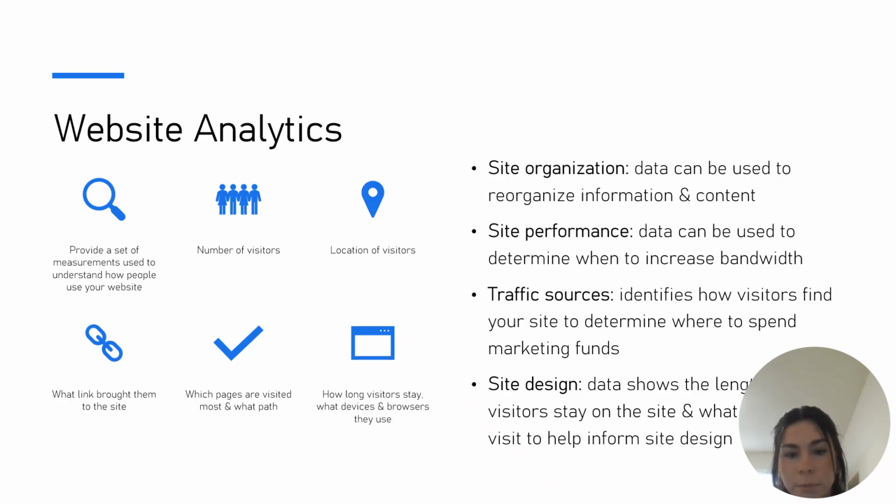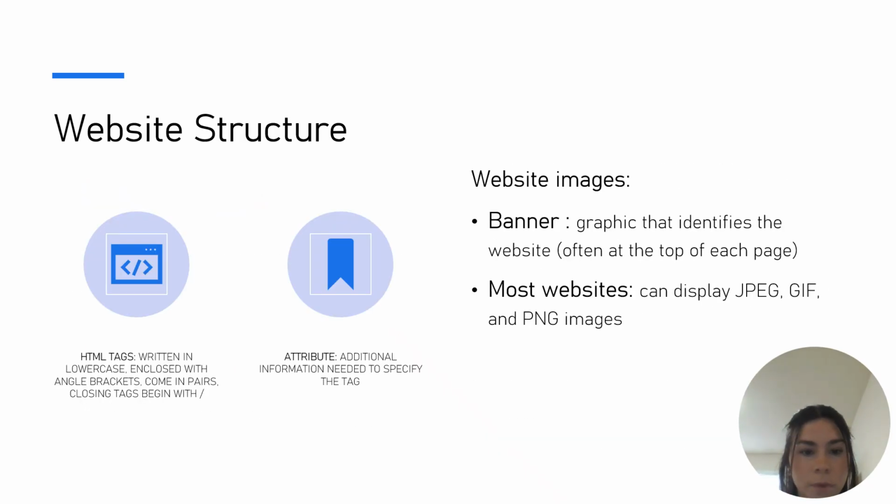Site performance, where data can be used to determine when to increase bandwidth. Traffic sources identifies how visitors find your site to determine where to spend your marketing. And site design is where data shows where visitors stay on the site and what visitors view, to help inform your design. Website structure, you have the banner for website images. It's a graphic that identifies the website, and most websites can display those types of images there.